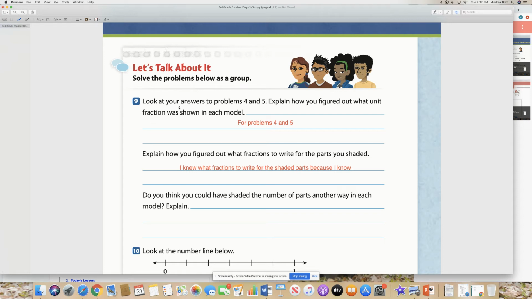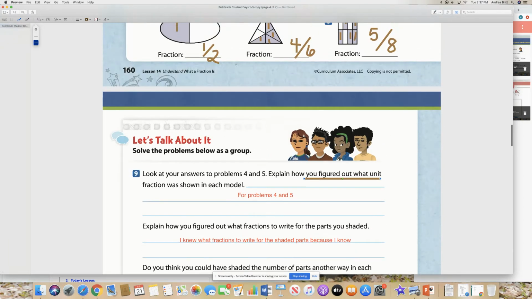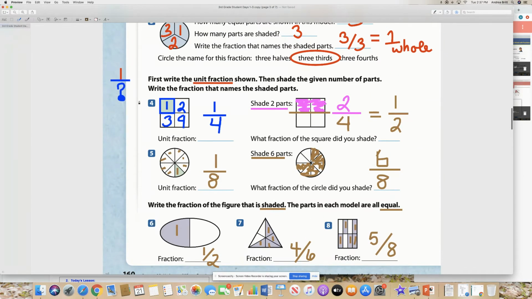All right, so we're going to look at our answers to problems 4 and 5. Explain how you figured out what unit fraction was shown in each model. So looking at problems 4 and 5, how did we figure it out? Which was the unit fraction? Well, what did we say? We said unit fractions always going to have a 1 on top as the numerator.